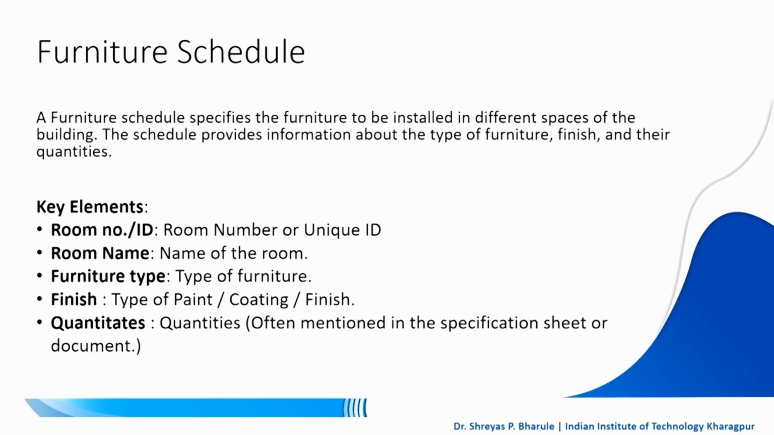Next will be the furniture schedule, often used in the case of an interior design, right. So, in furniture schedule you have the type of furniture that is there, the type of paint or coating or finish that this particular furniture will have, and their locations as well. Also, if a particular type of furniture repeats, say you are doing a classroom or you are developing a restaurant, so a particular type of furniture, say the table and the chair, will repeat multiple times, right. So, the quantities are also to be mentioned.